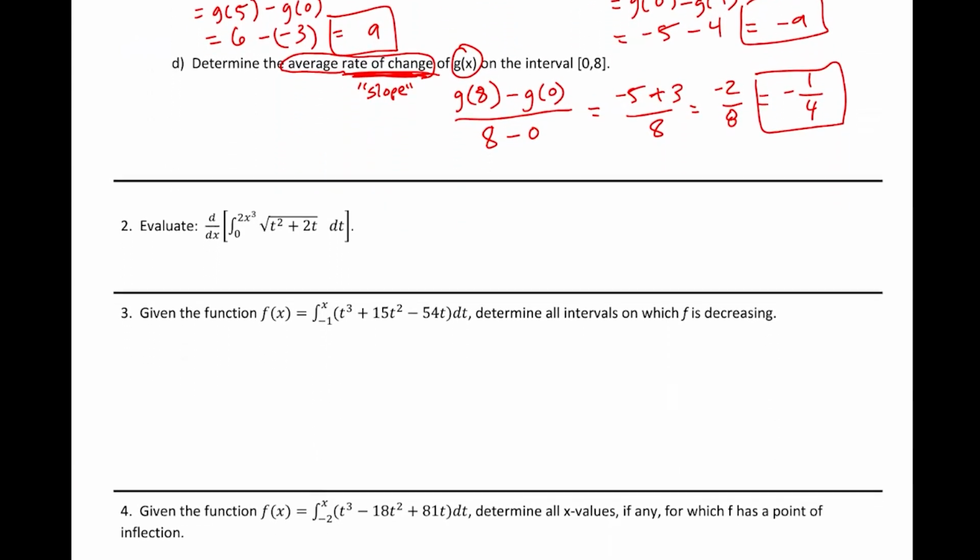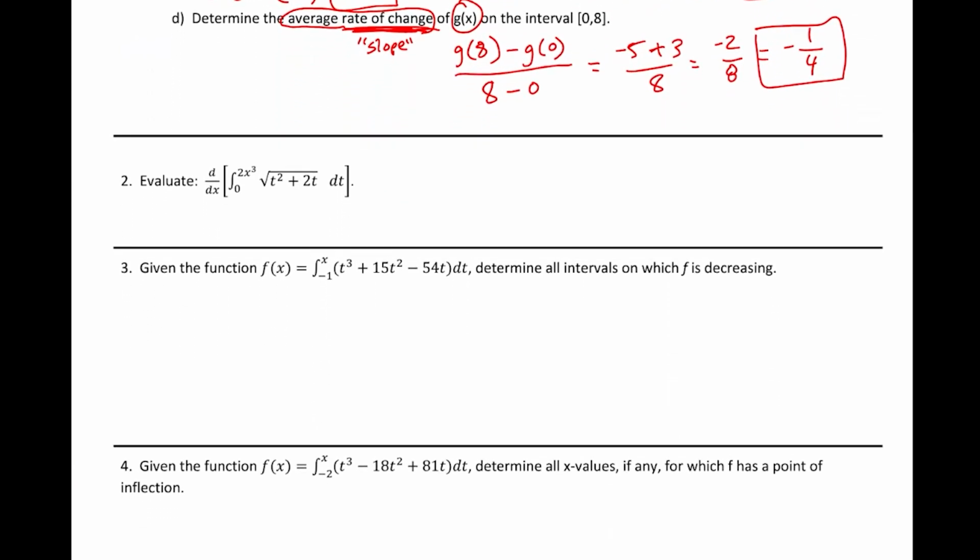Number 2 wants us to evaluate the derivative of the integral of this function from 0 to 2x cubed. Now, I do not believe that we are ready to find antiderivatives of this expression. I don't really think we have the tools yet to do that. But the good news is we don't have to.